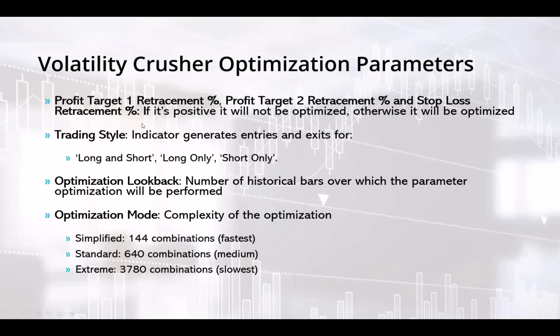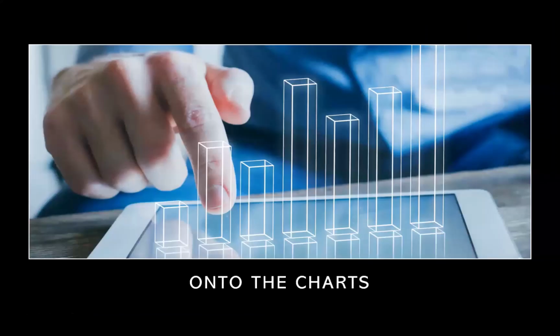The other optimization parameters are trading style, once again, long only, short only, or both directions. The number of historical bars over which the optimization should be performed, and which optimization mode should be used, similar to what we had for the other 2 indicators. Wow. Okay, that was a lot of theory. Now I think it's time to go back to the chart one more time to explain to you a little bit how this whole thing works.